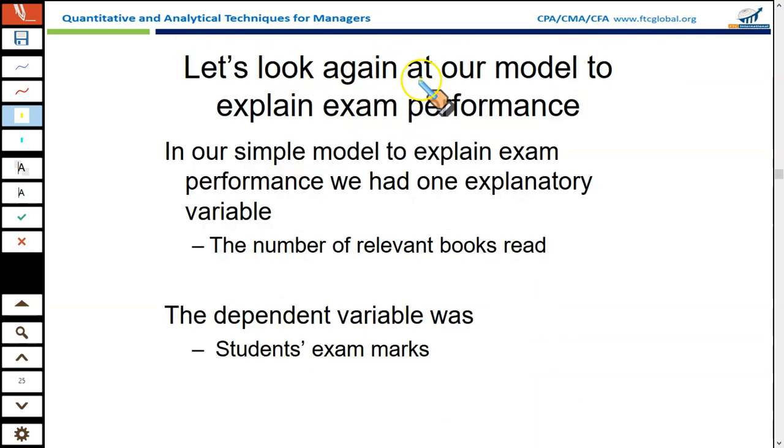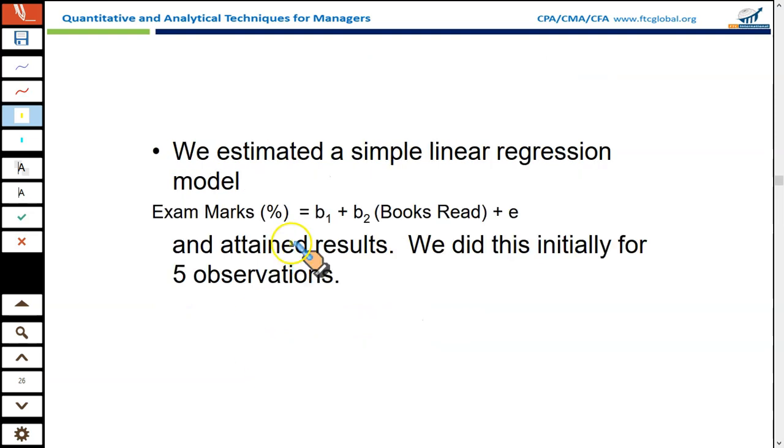Alright, so let's look again at our model to explain exam performance. We discussed that the number of books read and your exam performance are correlated. We developed a model. In our simple model to explain exam performance, we had one explanatory variable, the number of relevant books read. The dependent variable, which this independent variable explained, was student exam marks. The number of books read determines your score in the exam. That's the model we've been discussing over the last few lectures. So this is the linear regression model we developed: marks obtained is equal to B1 plus B2 times books read plus E, and we initially took 5 observations.